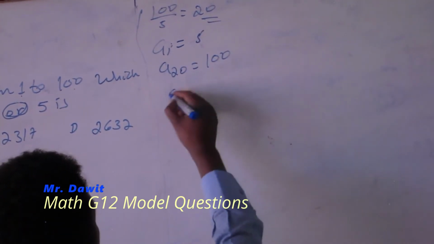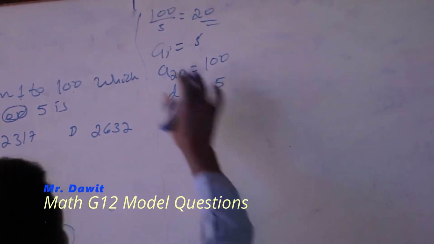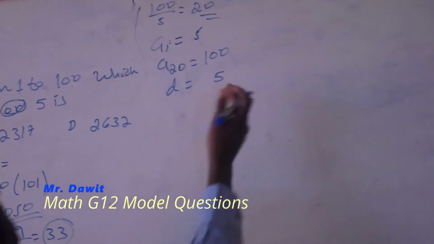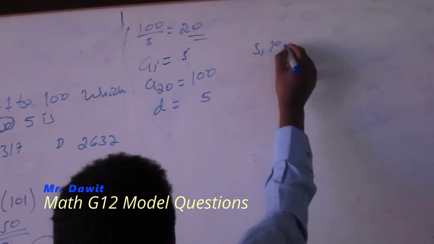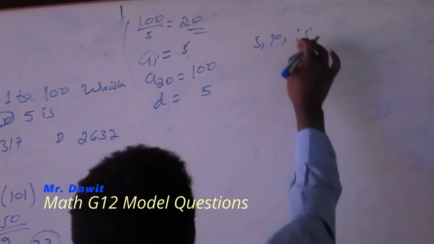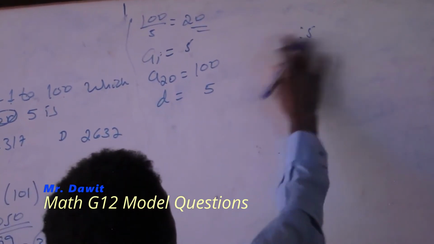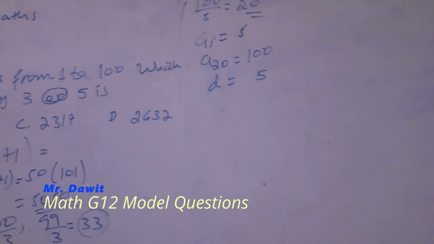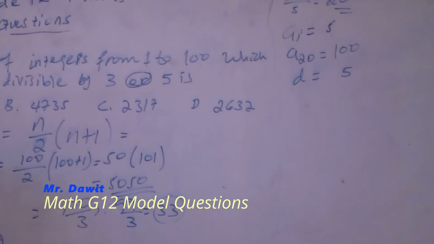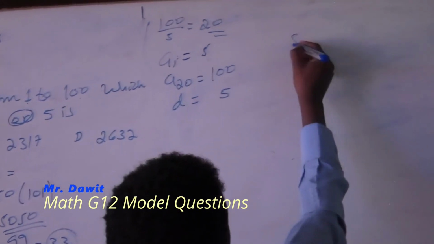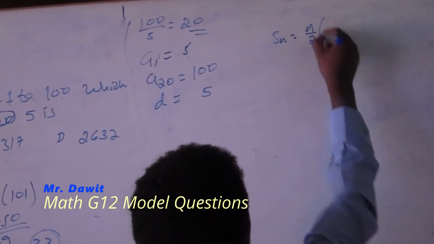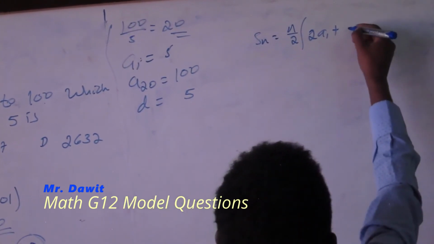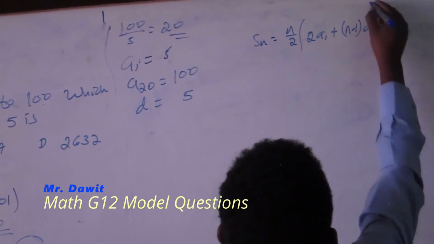and the common difference d is 5, because the numbers are divisible by 5. The sequence goes 5, 10, 15, you see, so the common difference is 5. So again, by using this formula, the partial sum of an arithmetic sequence gives Sn = n/2 times (2 A1 + (n - 1) d).